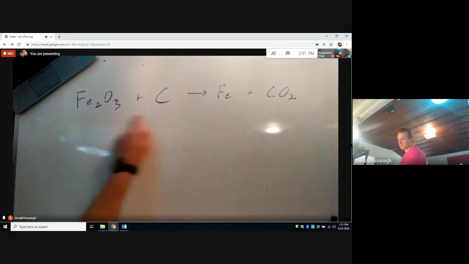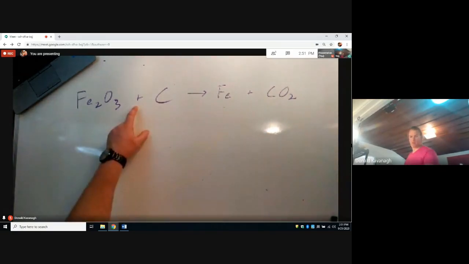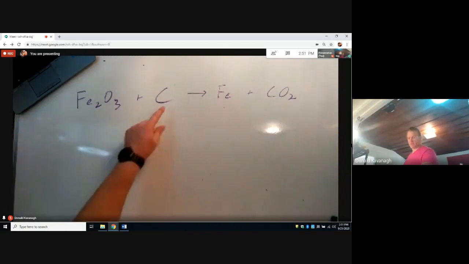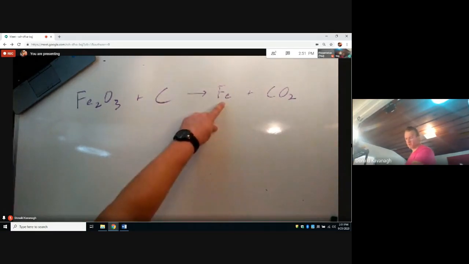We're going to balance this chemical reaction. This could be a very profitable chemical reaction. How many grams or tons of iron ore do you need to mine, and how many grams or tons of carbon do you need to add to heat up, and how much of this can you sell?